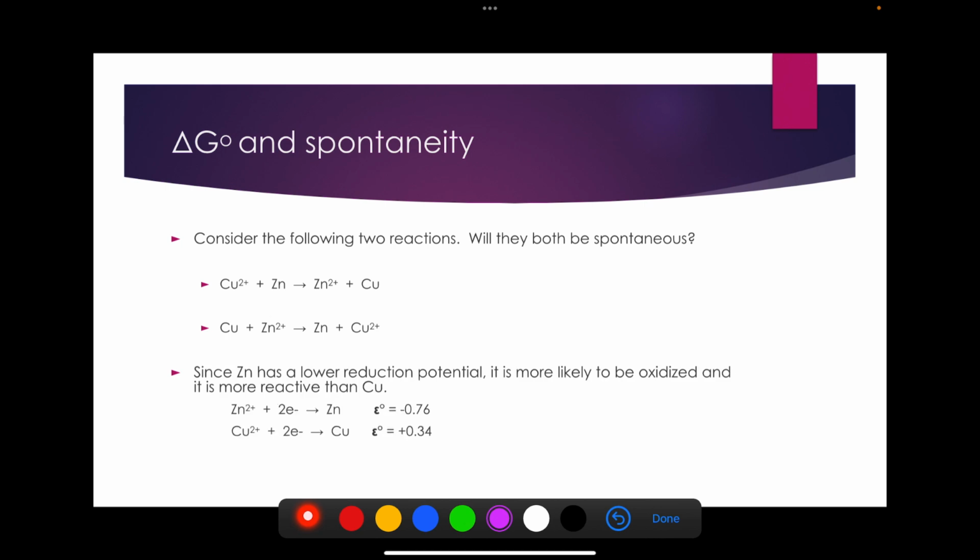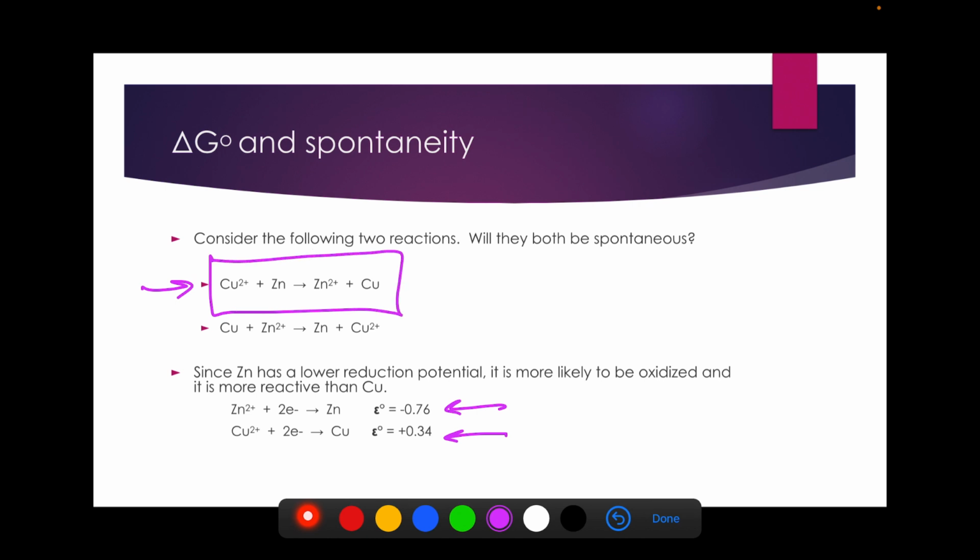Considering the reduction potentials, however, we can tell that zinc is much more likely to get oxidized than copper. Copper is much more likely to get reduced. Therefore, the version of this reaction that shows copper being reduced and zinc being oxidized is going to be the spontaneous version of this reaction. The other version is going to be non-spontaneous.